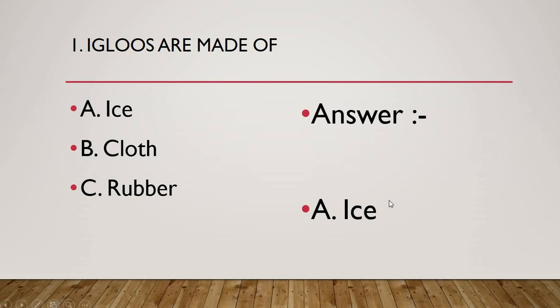Please repeat it one more time. Igloos are made of ice. Great. Now you know igloos are made up of ice. So now if anyone asks you, your elder brother or sister or your parents, what are igloos made up of, you should say ice.